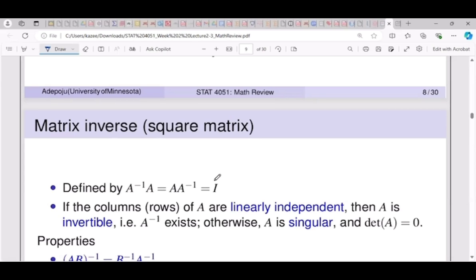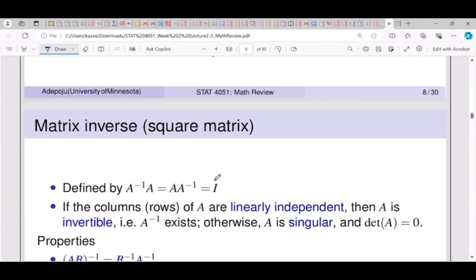Now, if the columns and rows of A are linearly independent, you know what we mean by linearly independent? When orthogonality is achieved. Does that make sense? When they are linearly independent, it actually means the matrix has full rank. Now, if it's linearly independent, the matrix is going to have full rank, and the determinant will exist. The moment the determinant exists, the matrix is invertible.